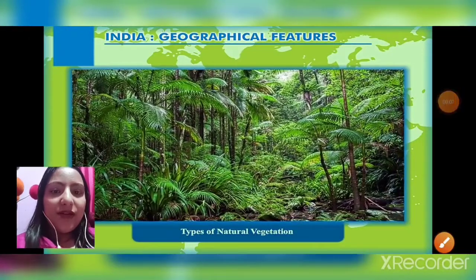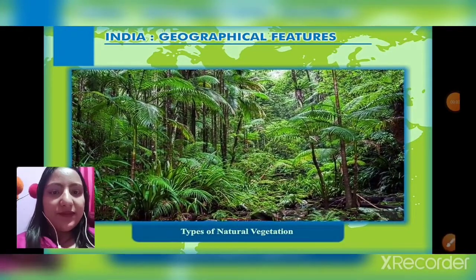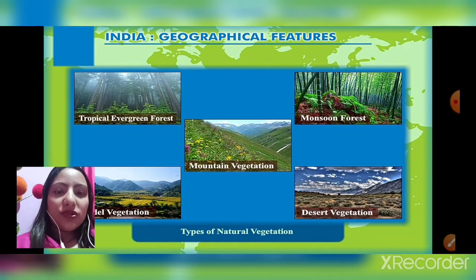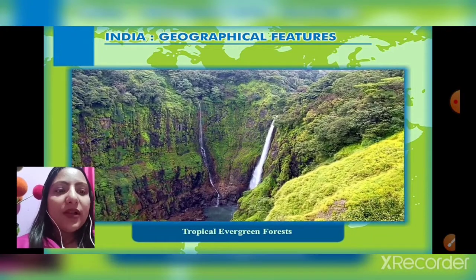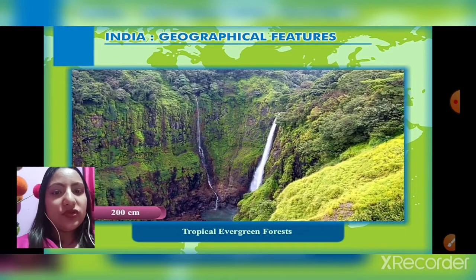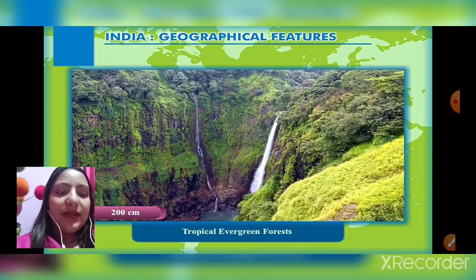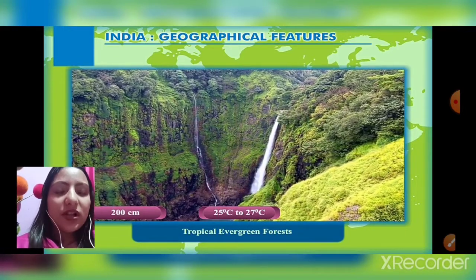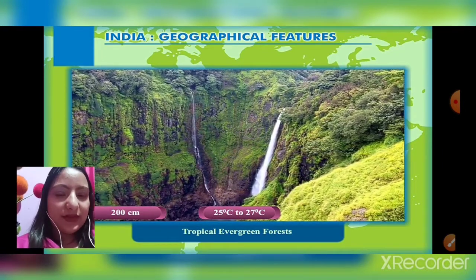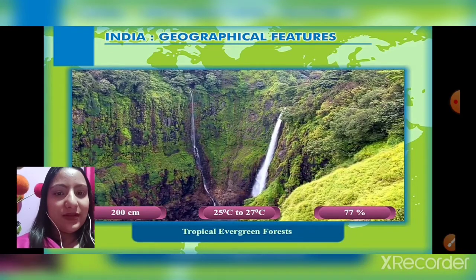Here are the different types of vegetation found in India: tropical evergreen forest, monsoon forest, mountain vegetation, desert vegetation, and tidal vegetation. Now we will look at them one by one. Tropical evergreen forest: for this forest, we need about 200 centimeters of rainfall. The average temperature ranges from 25 degrees Celsius to 27 degrees Celsius, and humidity is 77 percent.